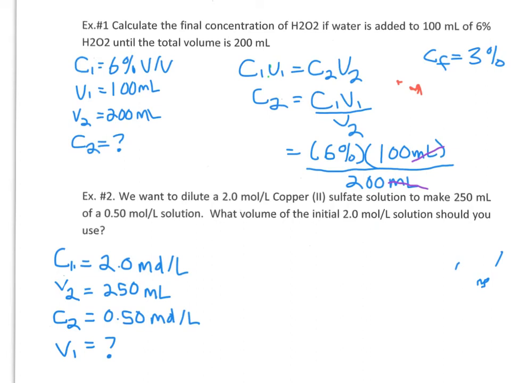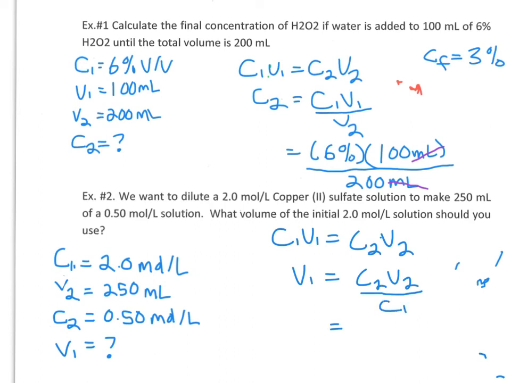Okay, so start out with your equation again: C1V1 equals C2V2, and rearrange for what you're looking for. You want V1 by itself. V1 is going to be C2V2 divided by C1.